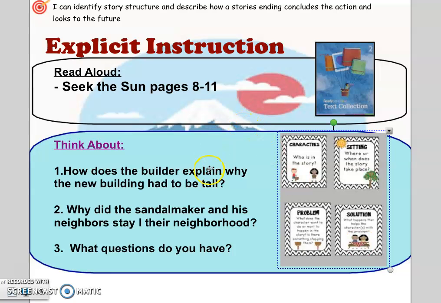Then, I want you guys to take 2 minutes to think about the following questions. How does the character builder explain why the new building had to be so tall? Our second question was, why did the sandal maker and his neighbors stay in their neighborhood? Our following question is, what questions might you have? And those can be asked within our Google Classroom. Take 2 minutes to think about those questions now.